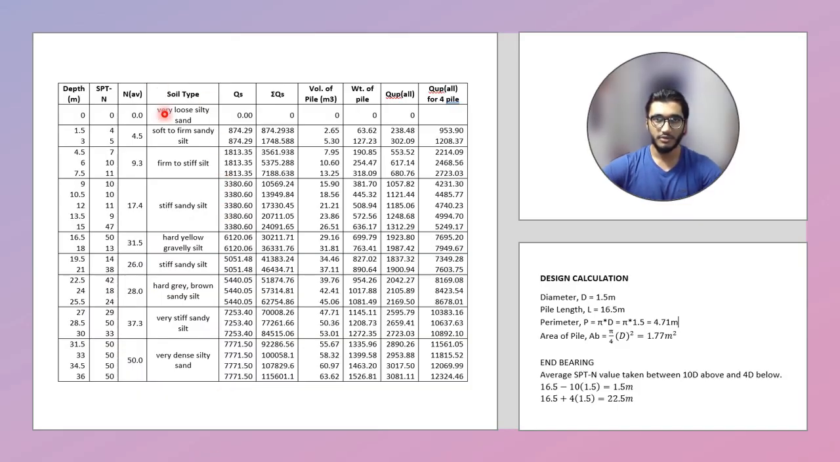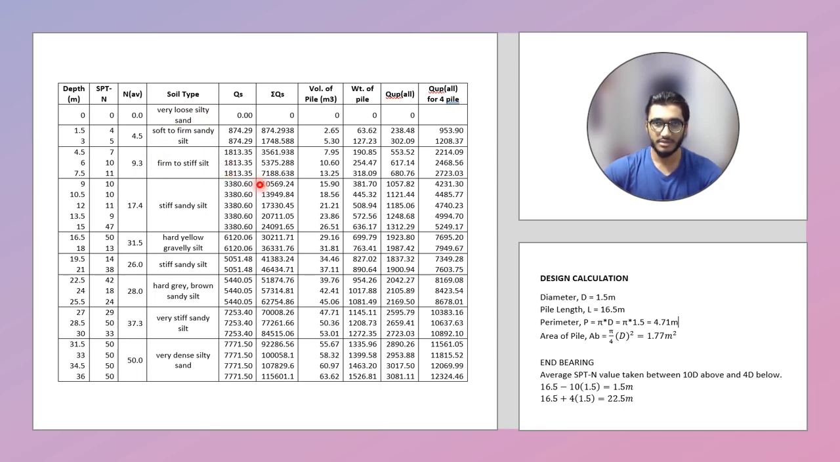First, we make a table using the data obtained from the borehole log. We split the table whenever the soil type undergoes a change, for example, from loose silty sand to firm sandy silt. For each type of soil, we calculate the average SPTN number, and then we calculate the QS, which is the shaft resistance of the pile.